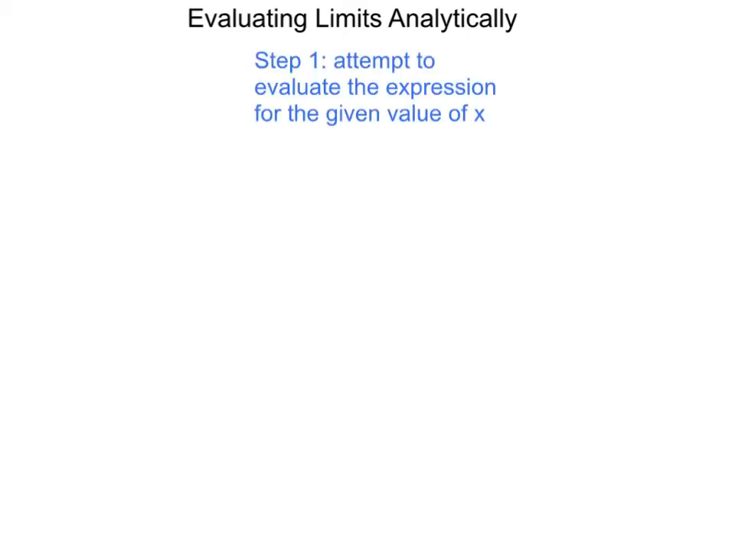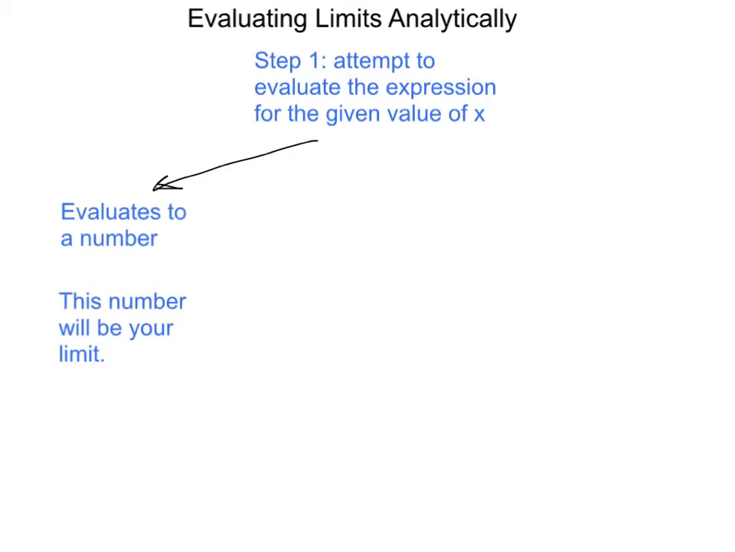So the first thing that could happen when you attempt to evaluate the expression for the given value of x is that you could get a number. When this happens, generally speaking, that number is the limit. Unless you're dealing with a piecewise function or some other very strange thing, if you've got a nice normal looking function and when you plug in that x value, it evaluates to a number, that number will be your limit.